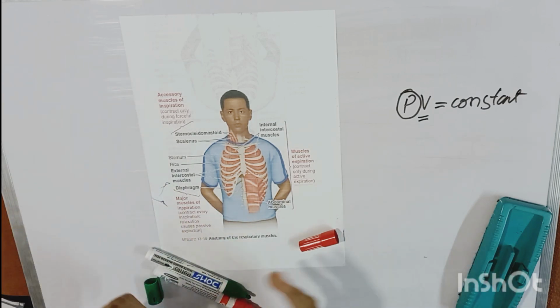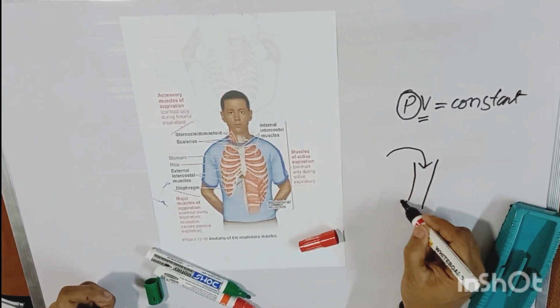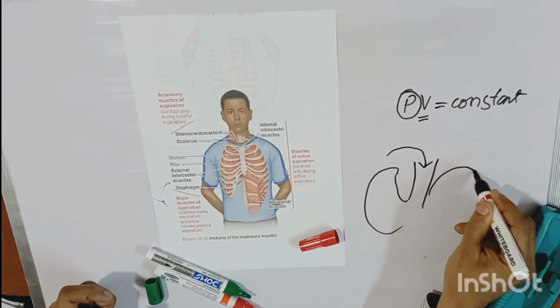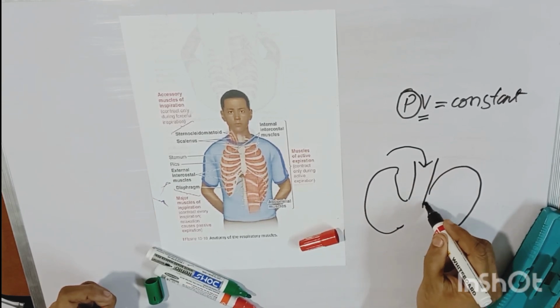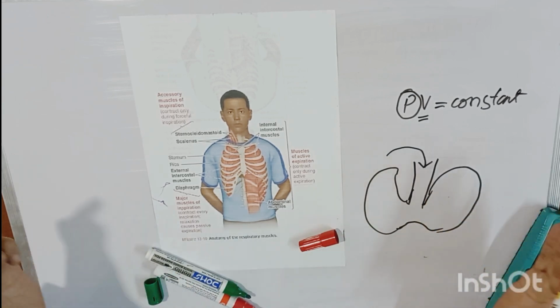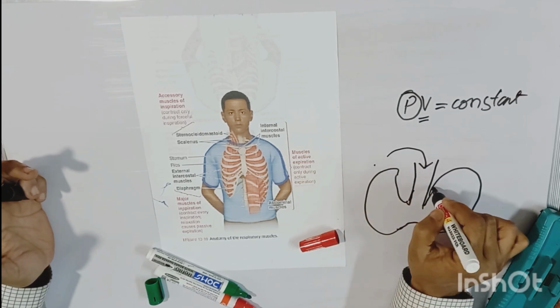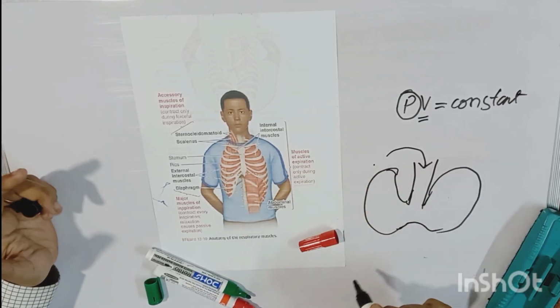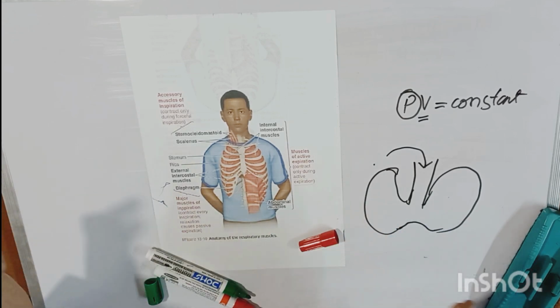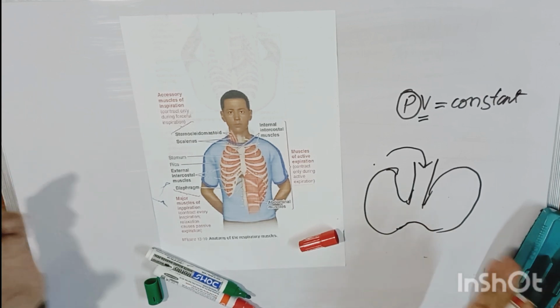So when the pressure has decreased, what happens? Air automatically gets sucked in through the trachea and goes into the lung. There is a suction of air and it goes into the lung. As the volume has increased, the pressure has decreased, so the air goes inside. So this is all about inspiration. Why does inspiration occur? Because there is a lowering of pressure. Why does expiration occur? Because there is a buildup of pressure.